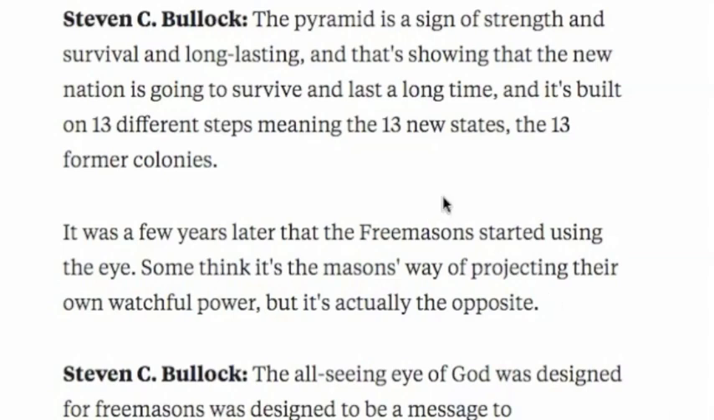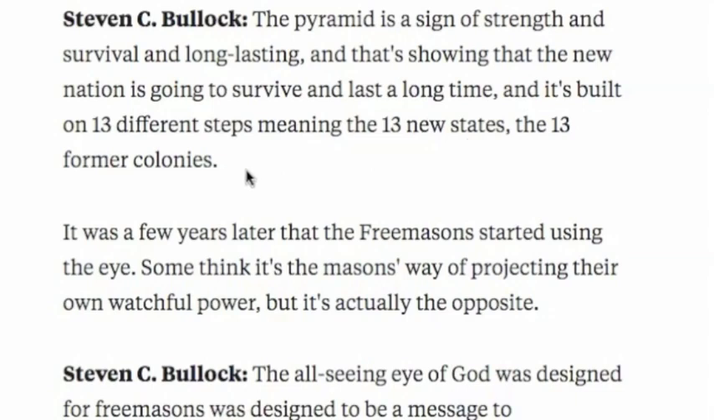So, the Great Seal of the United States on the back, and what is that eye on the back of the dollar bill, the Eye of Providence? I mean, it's all bullcrap how it presents the seal, whether you look at Business Insider or any other official source. Stephen C. Bullock: The pyramid is a sign of strength and survival and long lasting. And that's showing that the new nation is going to survive and last a long time. Where'd you get that genius explanation? And it's built on 13 different steps, meaning the 13 new states, the 13 former colonies.